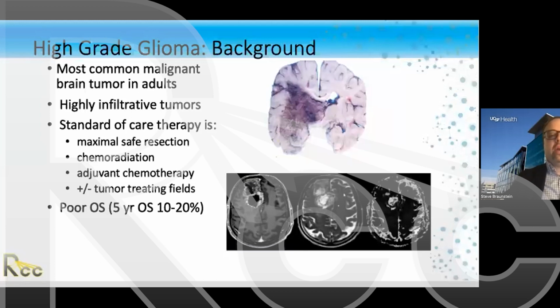The standard of care therapy includes maximum safe resection, chemoradiation, and continued adjuvant chemotherapy. And more recently, the inclusion of tumor treating fields in select patients. And of course, clinical trials remain a mainstay for this patient population. Now, despite all of those interdisciplinary interventions with really high quality surgery, radiation, and chemotherapy, the overall survival for most patients, unfortunately, remains poor, and especially for the highest grade tumors.